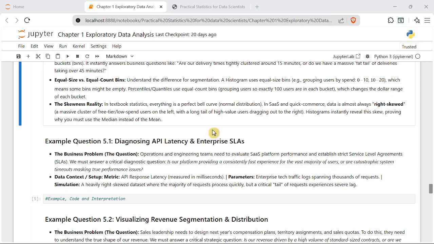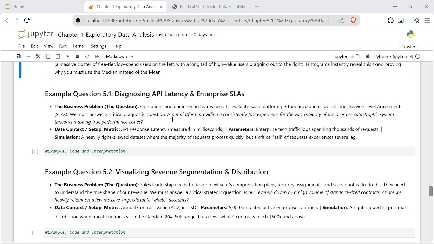Okay, the setup, explaining the dataset. To figure this out, we are going to jump into Python and simulate thousands of requests pulled directly from enterprise tech traffic logs. Our core metric for this analysis is API response latency, measured in milliseconds.